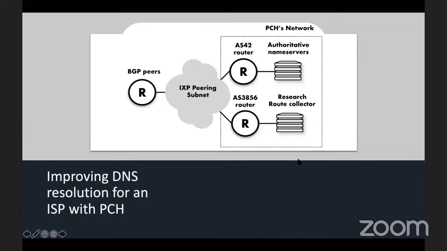So we've talked about this, and you should now be comfortable with the idea of what a resolver is. It's the client side, right? So if you're querying Quad9 at 9.9.9.9, that is also within our PCH infrastructure. That's it for this slide.